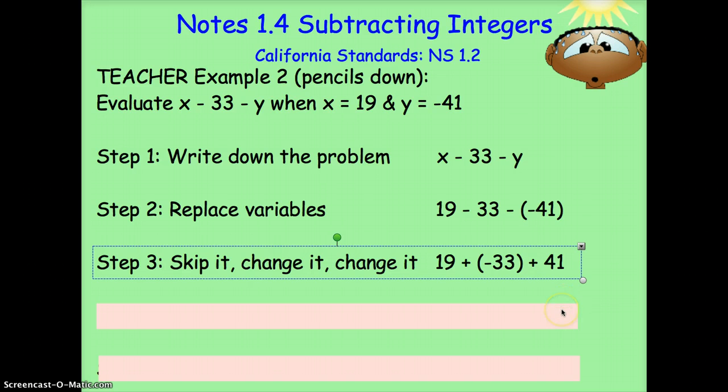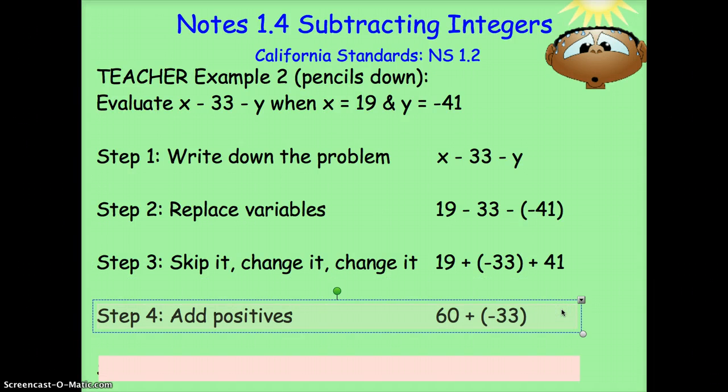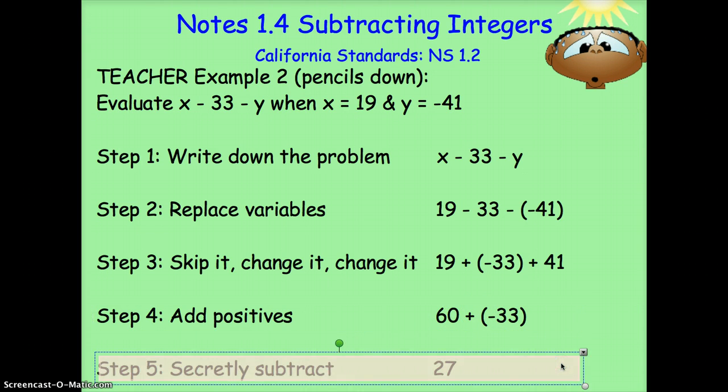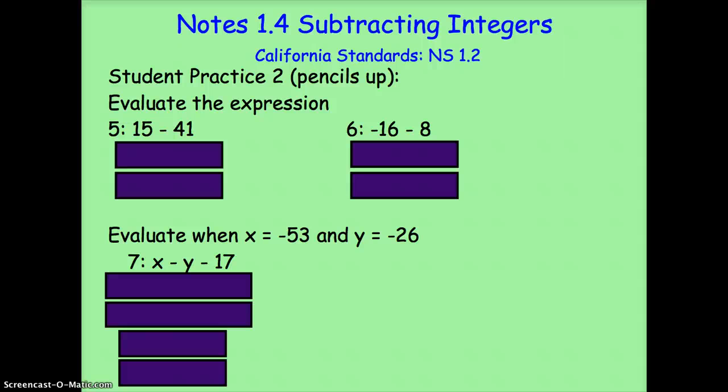Okay, and now there's several different ways you can solve this. The easiest would be to add the positives together. 19 and 41 makes 60. And now we can secretly subtract, knowing that our answer is going to stay positive because that positive 60 has a greater absolute value. Go ahead and try these three now.